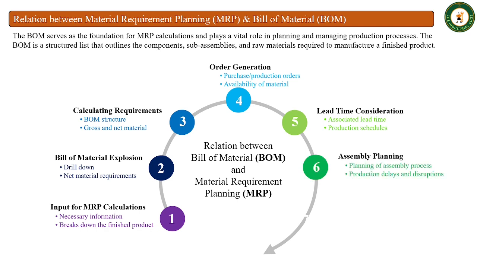Next point is assembly planning. The BOM helps MRP to plan the assembly process by ensuring that all necessary components are available at the right time for each level of production. This coordination prevents production delays and disruptions.